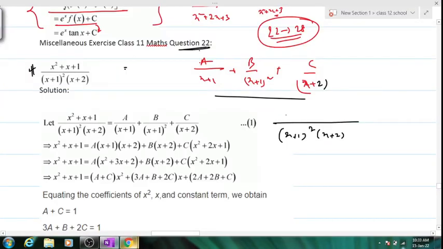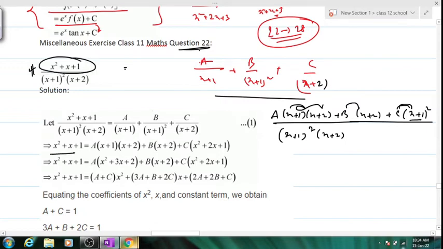Okay. So here you'll have a into x plus 1 into x plus 2, then b into x plus 2, and over here c into x plus 1 whole square. Clear? Now you multiply the entire thing out here, multiply the b and expand this and multiply it with c. Clear? And in the numerator on the LHS we'll be having this part. Is this much clear after multiplication?